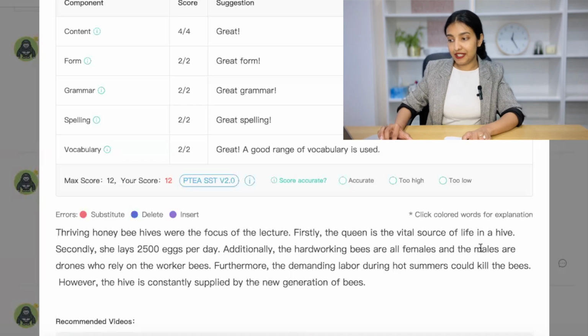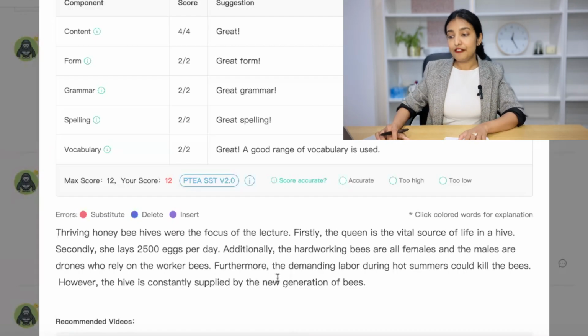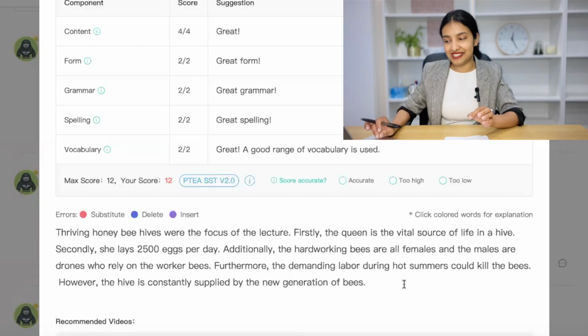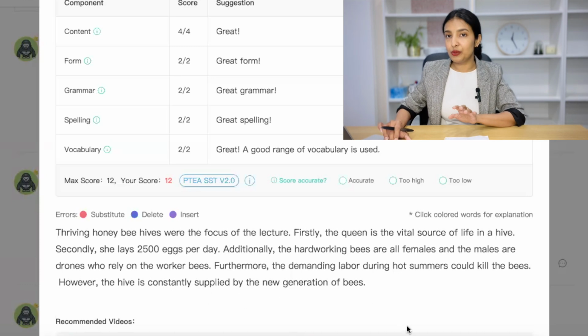Additionally, the hardworking bees are all females and the males are drones who rely on the worker bees. So the next 3 points that I have, I just combine them using "and", which just uses connectors in between. So it looks like a whole long sentence. Furthermore, the demanding labor during hot summers could kill the bees. So demanding labor during summers, kill the bees, I actually remember from what I heard. So I just added it just to make it maximum. I wrote exactly 70 words here. However, the hive is constantly supplied by the new generation of bees. Constantly supplied by the new generation of bees is exactly what I wrote on my notes. So here my work was really easy because everything that I wanted to write in my answer, I had already taken down during my note taking.